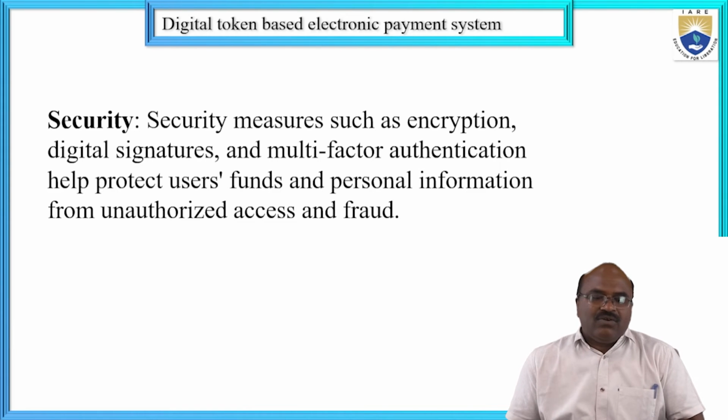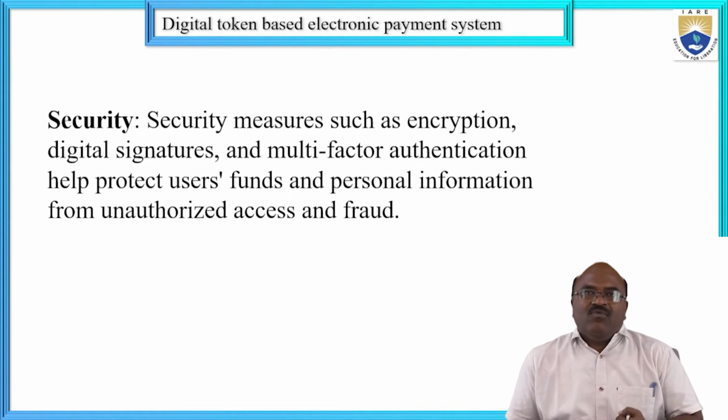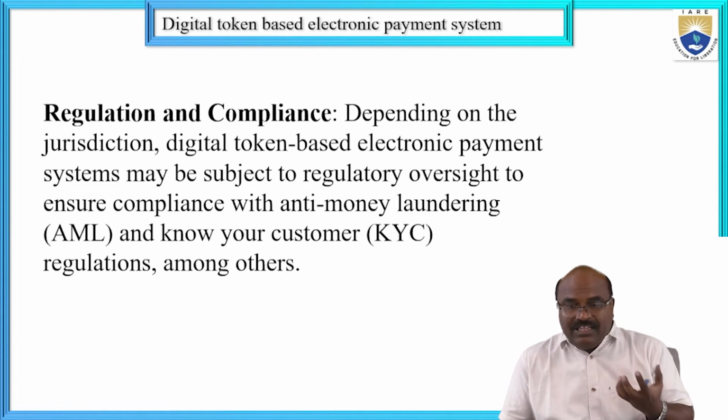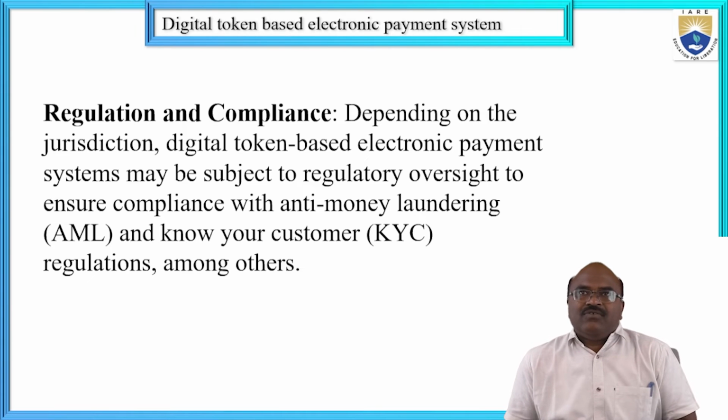So one of the important aspects of the digital token based electronic payment system is security. After that, another important point is regulation and compliance. In e-commerce business there are two pillars. One is the protocols, and the other is the rules and regulations and legal points. These two parameters can be implemented in the e-commerce business.